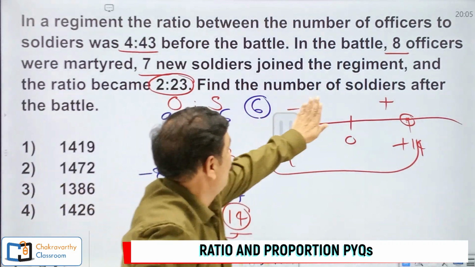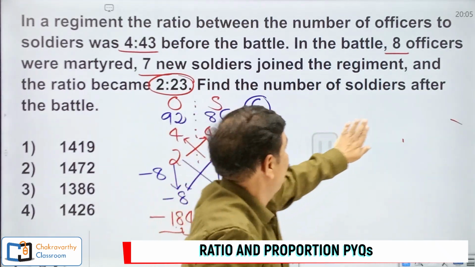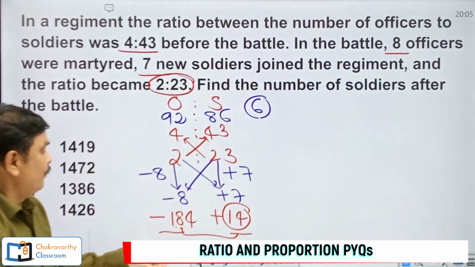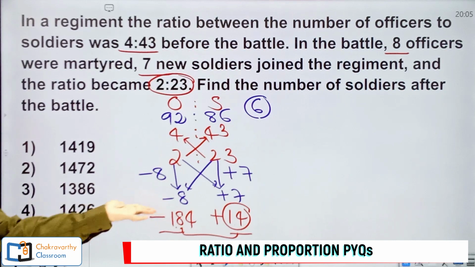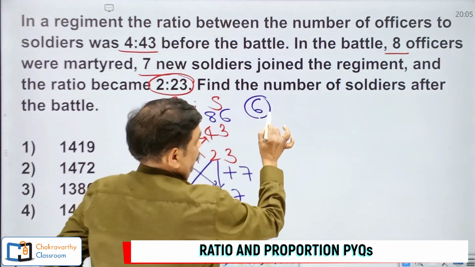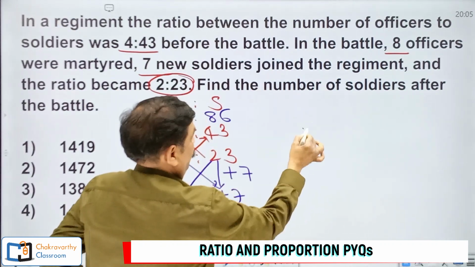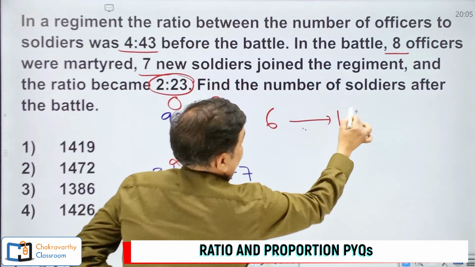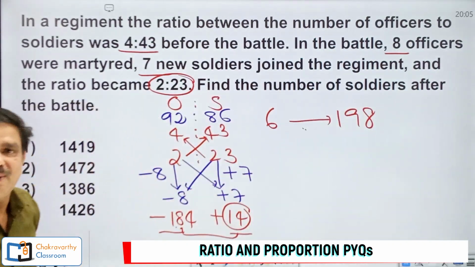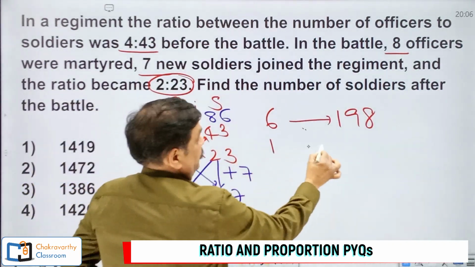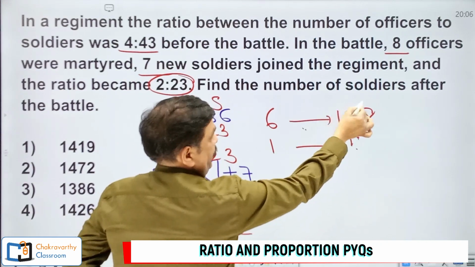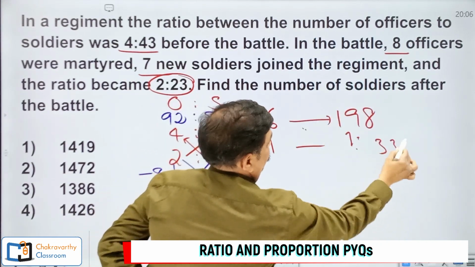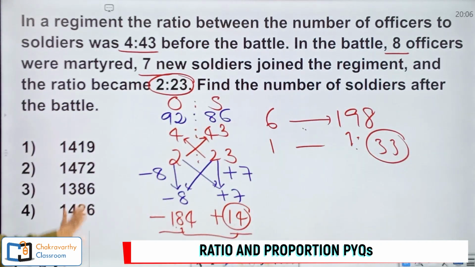Okay, right. Now what's the gap between these two? Just add up: 184 plus 14 is 198. So directly I am taking 6 parts equal to 198. Then one part is how much? 3 times 33 is 99, so 6 parts is 198, and one part is 33.